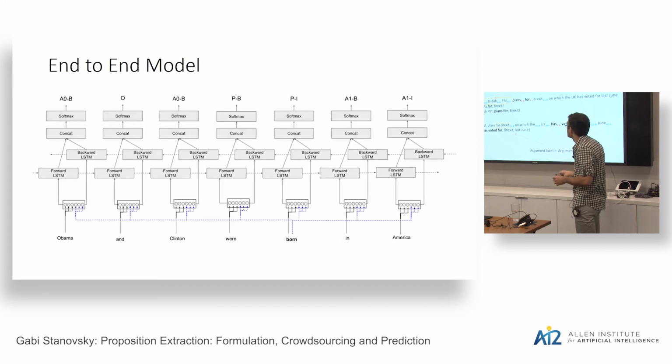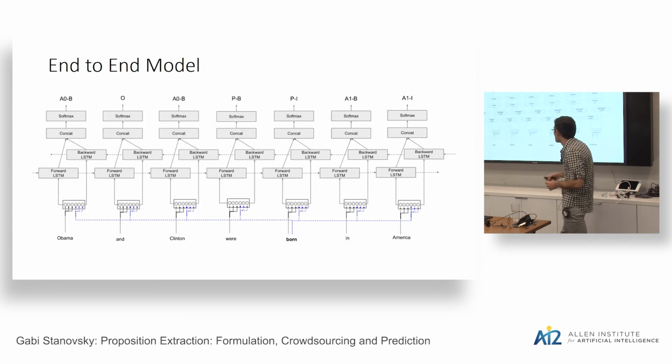It's a good question. So to your question, if we look at this sentence, "Obama and Clinton were born in America." This is a bi-LSTM end-to-end model, which I said we're going to see a little bit of. As you said, we identify this in advance. We know that this is a predicate in the sentence. And now we're predicting given this specific predicate. That's the input that we get.